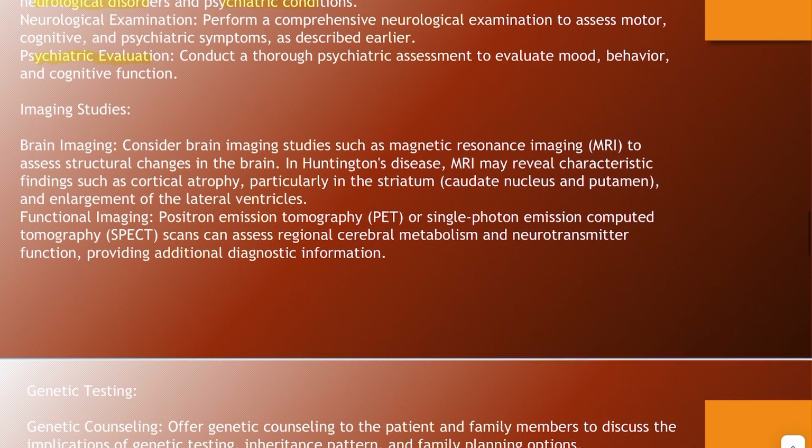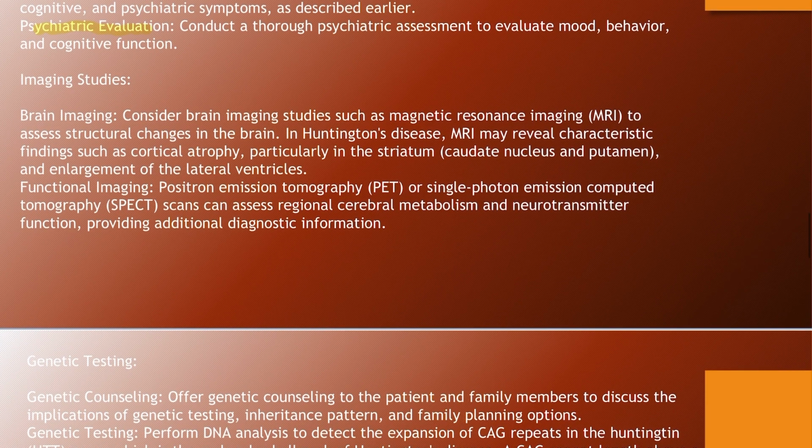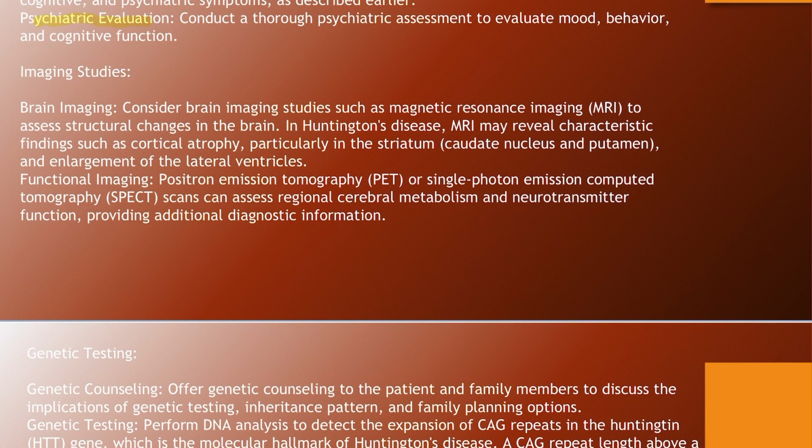So this was all about the history. Then how to diagnose the patients? We can do some imaging studies as well. Brain imaging, consider brain imaging studies like MRI to assess the structural changes in the brain. In Huntington disease, MRI may reveal some characteristic findings like cortical atrophy, particularly in the striatum, caudate nucleus and putamen, and there may be enlargement of the lateral ventricles.